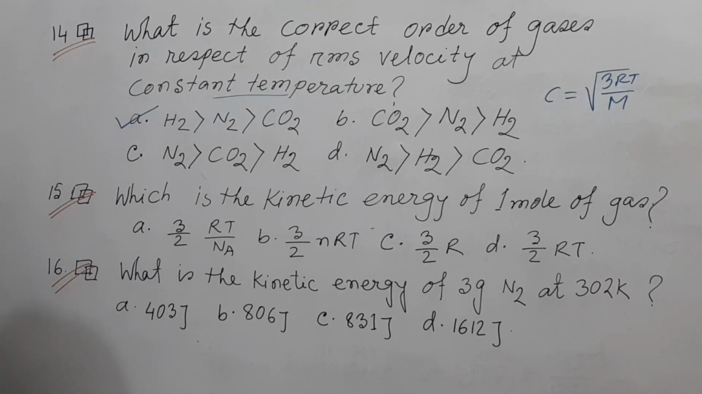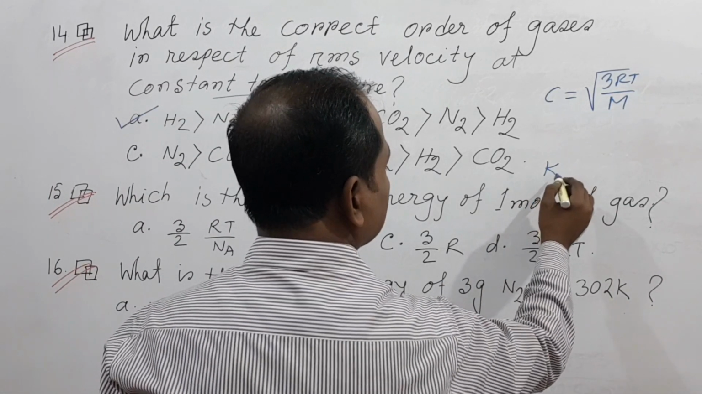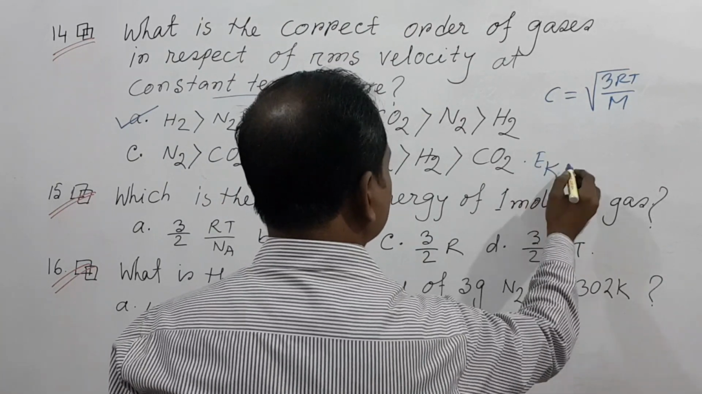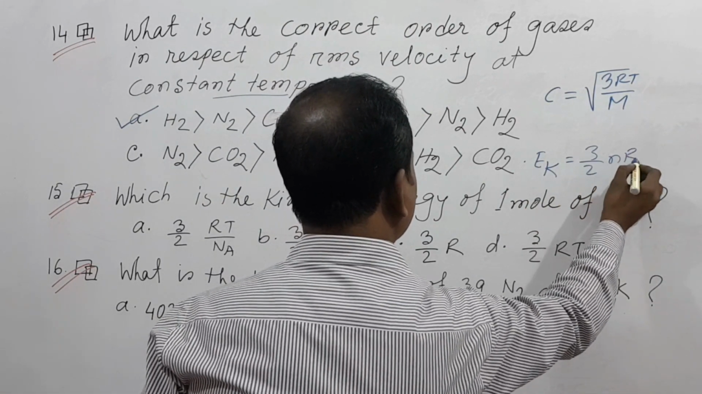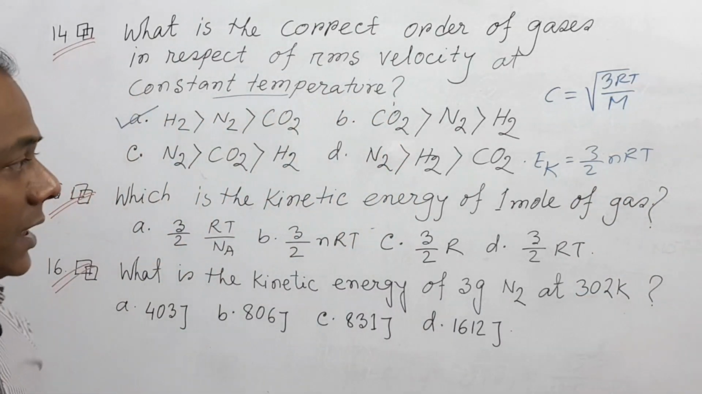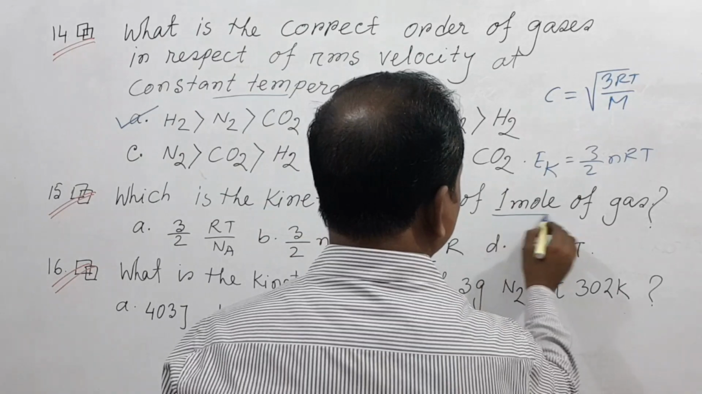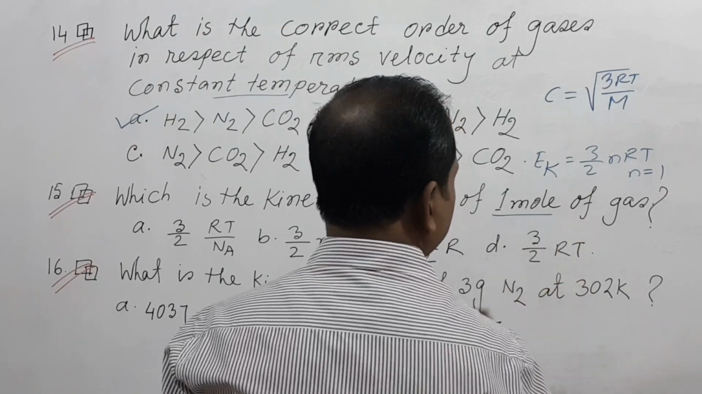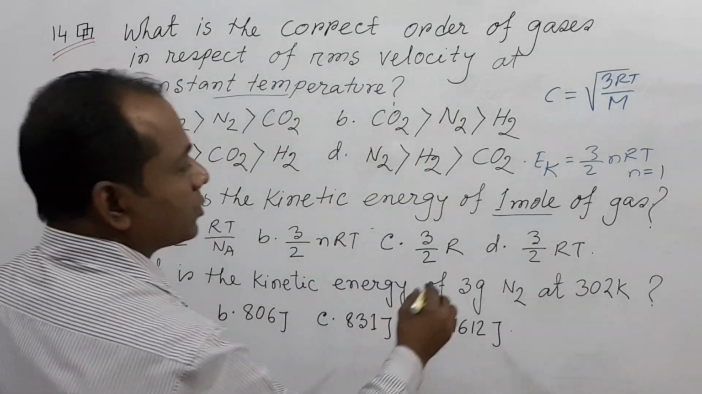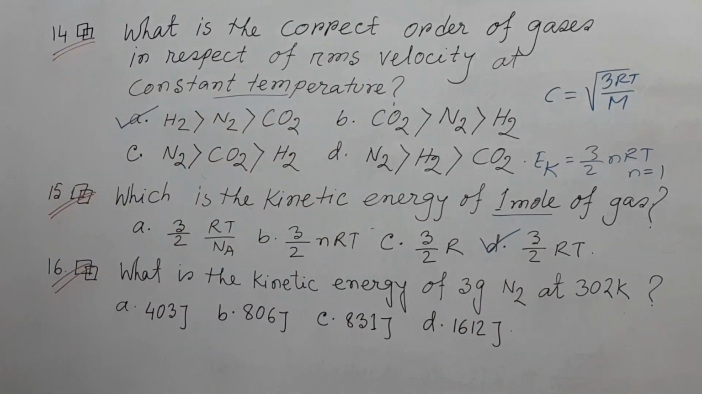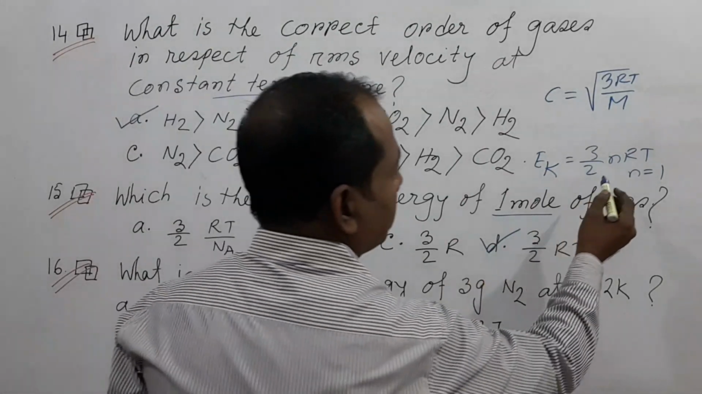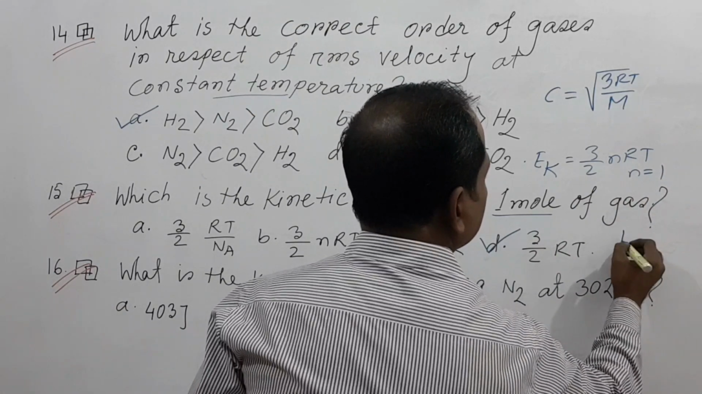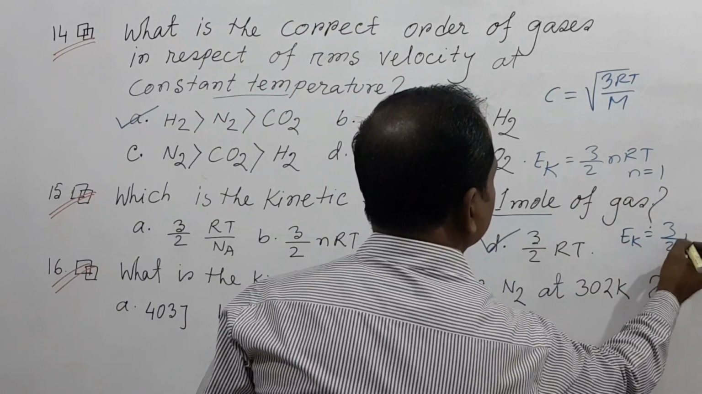Our next question, what is the kinetic energy of 1 mole of gas? My dear students, we know that kinetic energy Ek equal to 3 by 2 nRT. If we use here 1 mole gas, then n equal to 1. So the equation stands here option D, because if n equal to 1, then we get Ek equal to 3 by 2 RT.